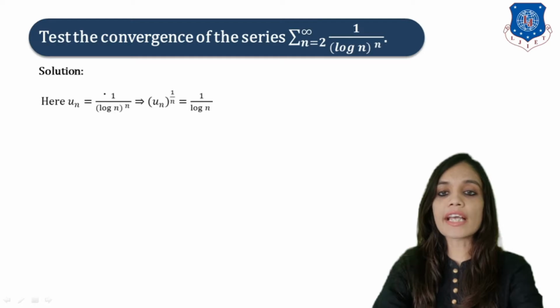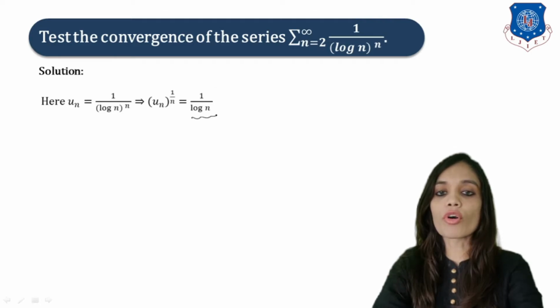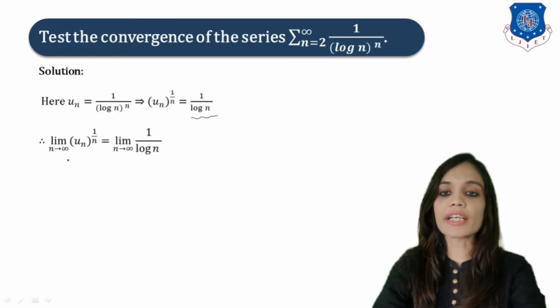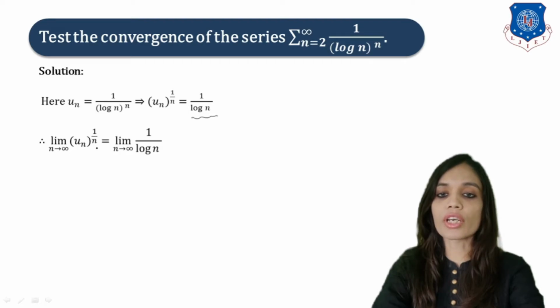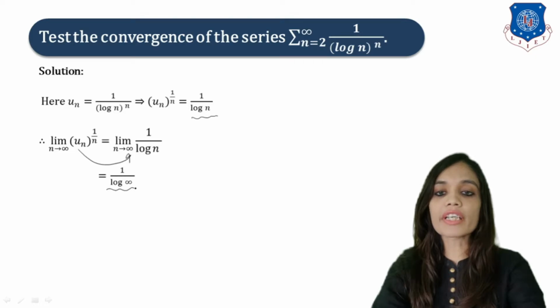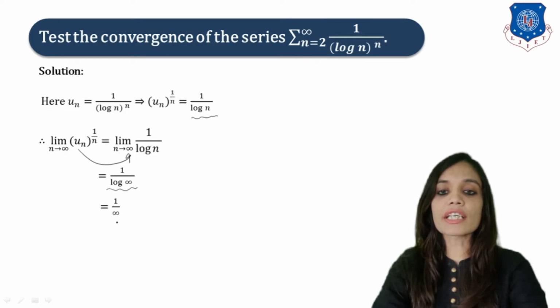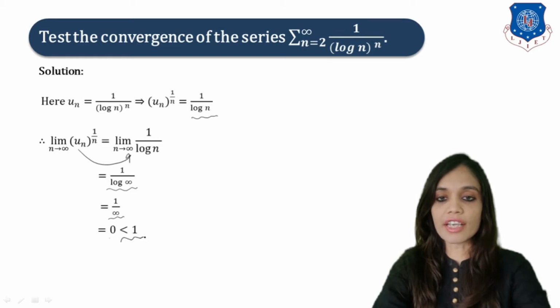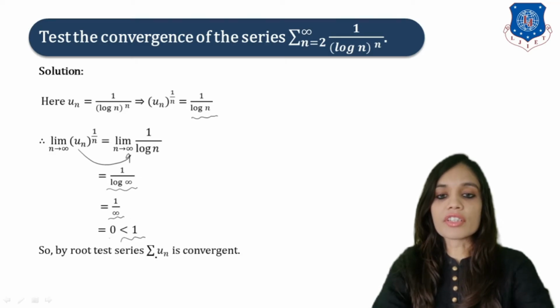So now let us start the solution. Here you are given un as 1 upon log n raised to n, right? Now we will find un raised to 1 upon n. So this n and n will get cancelled out. So what will remain? 1 upon log n. Now let us find the limit n tends to infinity un raised to 1 upon n. As n tends to infinity, this will go to log infinity. Now the value of log infinity is what? Infinity. And 1 upon infinity will be equal to 0, which is less than 1. Therefore, we can say that our series is convergent by root test.